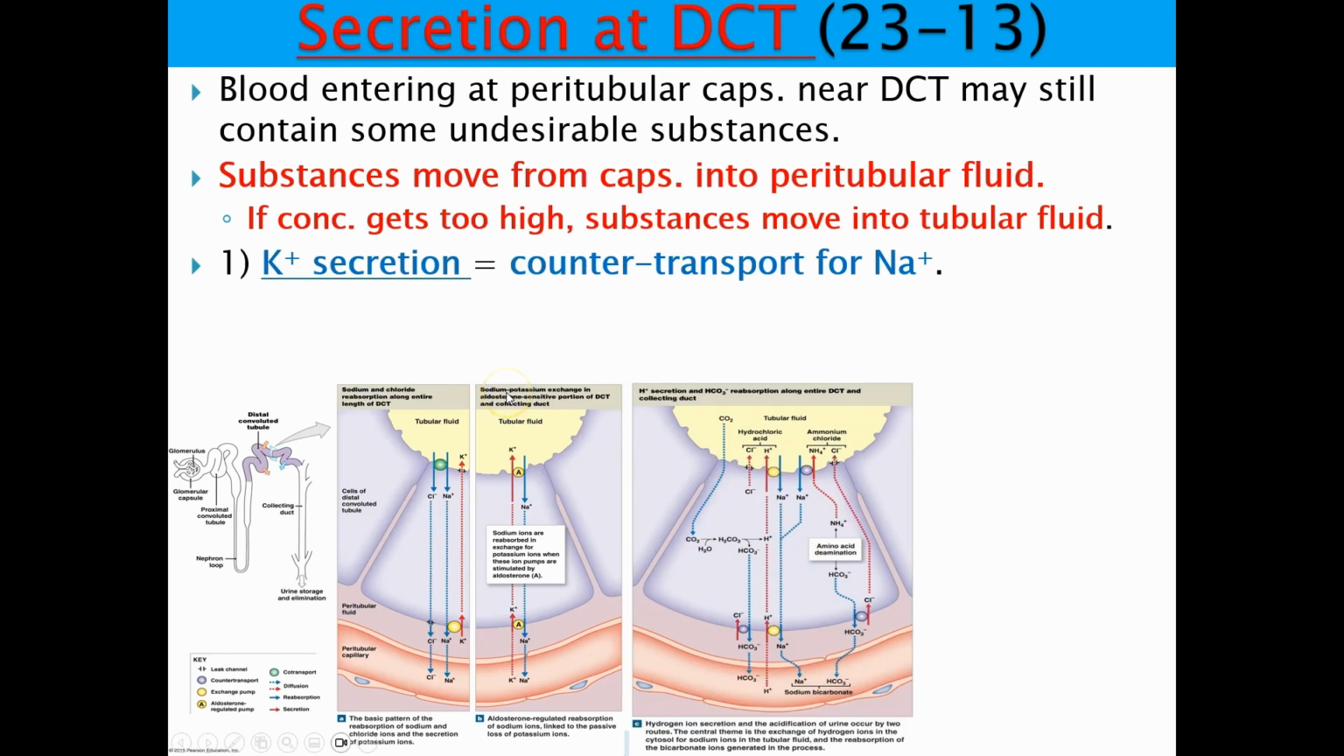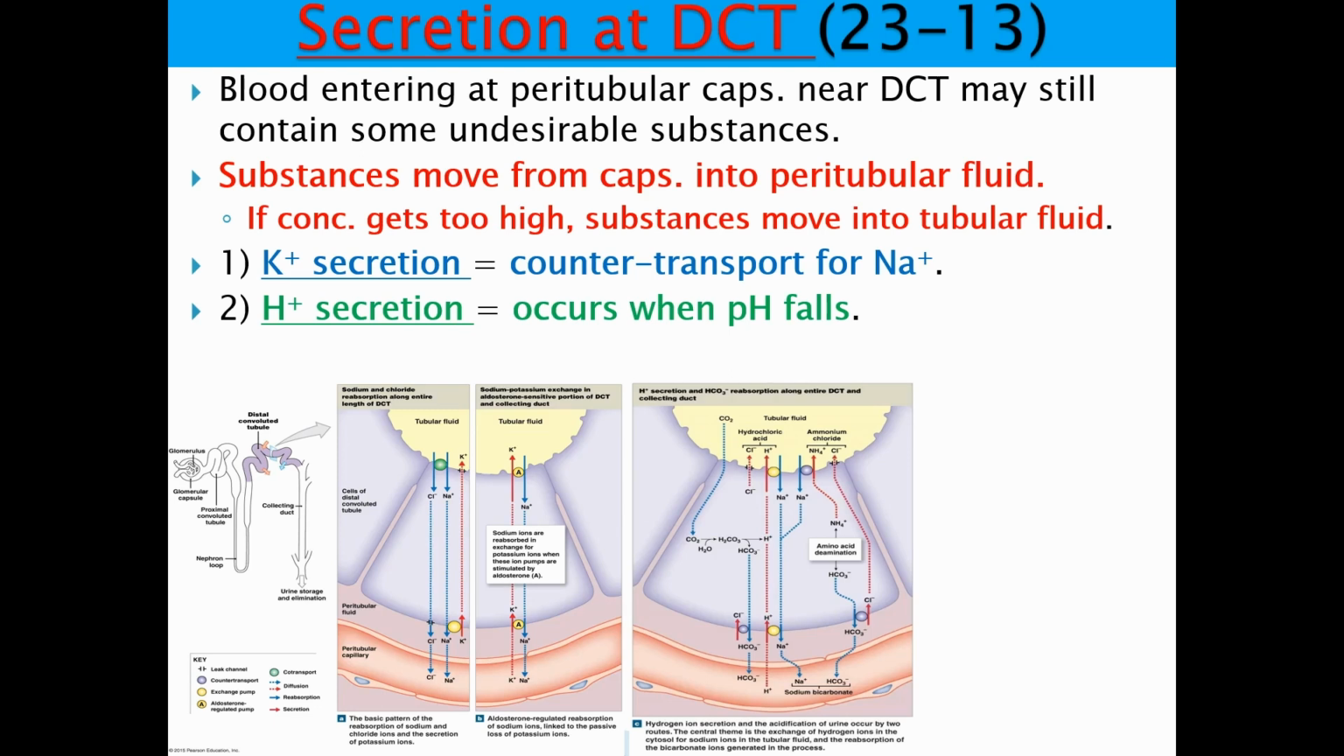Okay, so when we talk about secretion at the DCT, remember we have potassium secretion, and that's the counter transport for sodium. We talked about this already, right? We've stressed that that's under the influence of aldosterone. All right. We have H plus secretion. So this one we did not talk about, but I've hinted at on the earlier lecture.